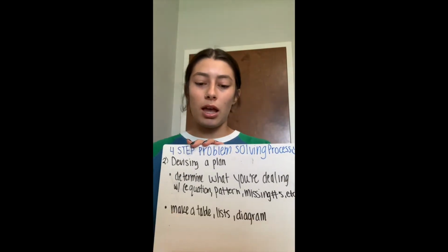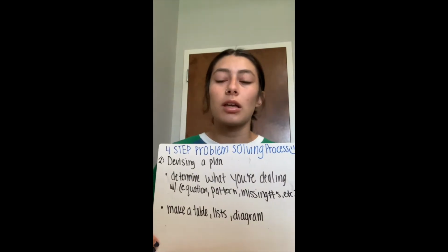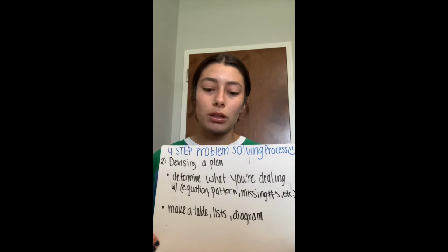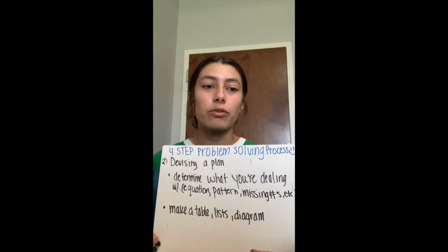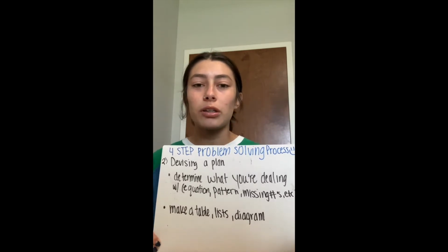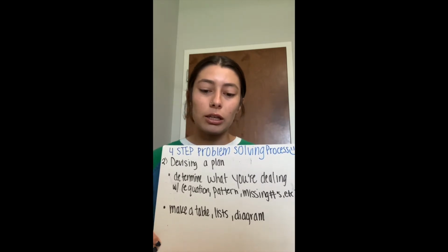Our second step is devising a plan, and you're going to determine what you're dealing with, and it'll help you create a plan. For example, if you're dealing with an equation, a pattern, or missing numbers, it'll help you decide what step you should take in order to find it. Like an equation, as I said earlier, like finding the variable X. Another key is making a table, list, or diagram.